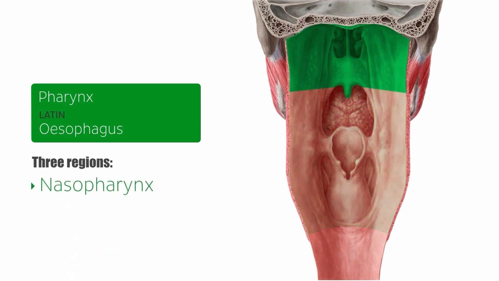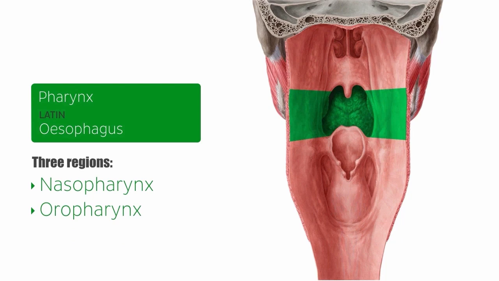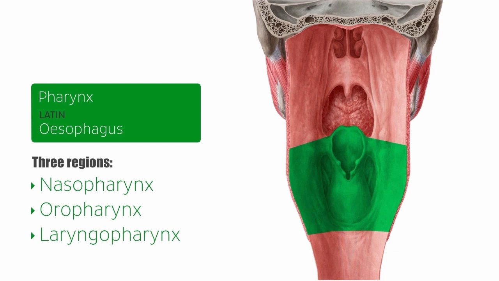The nasopharynx, which is involved with respiration and houses the opening of the eustachian tubes; the oropharynx, which is the middle section of the pharynx behind the mouth and is bounded laterally by the superior and middle pharyngeal constrictor muscles; and the laryngopharynx, which along with the oropharynx is a passageway for both food and air.